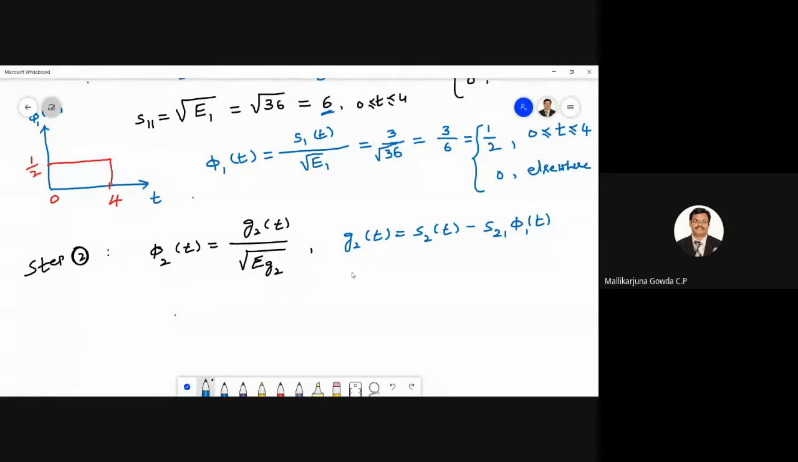So now I already have S2 of t, right? I need to find out what is S21. Already I found what is phi 1 of t, right? After finding S21, multiply with phi 1 of t, and that product you will get, then you can subtract that from S2 of t, then you will get G2 of t, right? So once you find G2 of t, then you can find out its energy. After finding the energy of the signal G2 of t, then you can substitute in this equation to find phi 2 of t. That is the procedure, right? That is the second step.